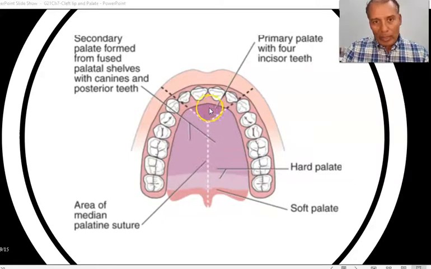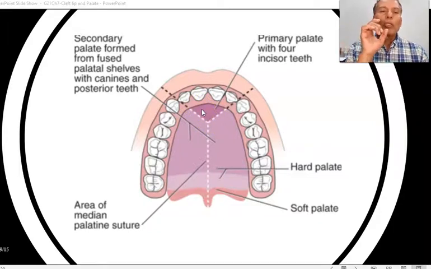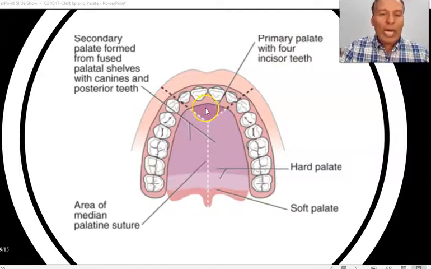So the hard palate itself is made out of different pieces. First, we have that little triangle here, and behind the four front teeth, the upper front teeth, 1, 2, 3, 4. That triangle here is called the Pre-Maxilla, and it is called the primary palate. That is that piece here. And it grows out of a bone where these teeth insert into.